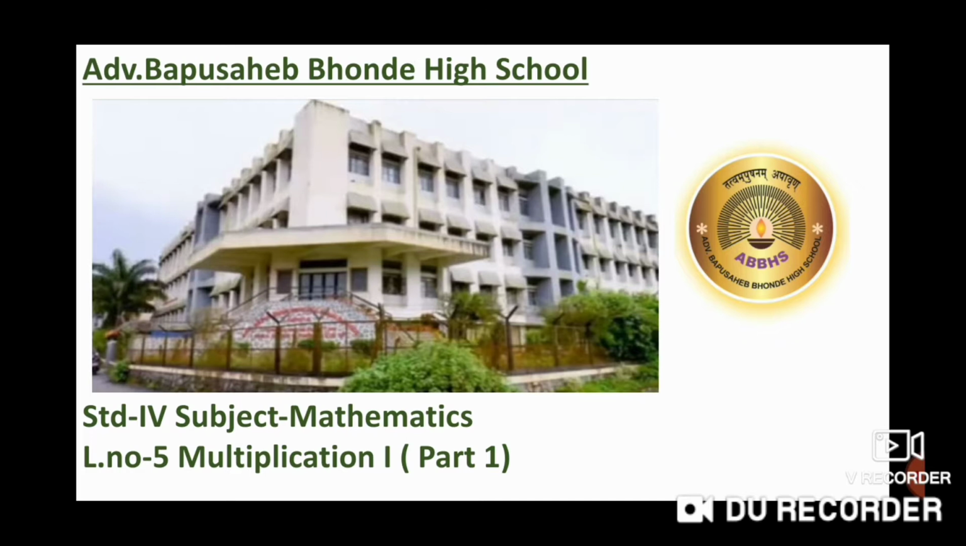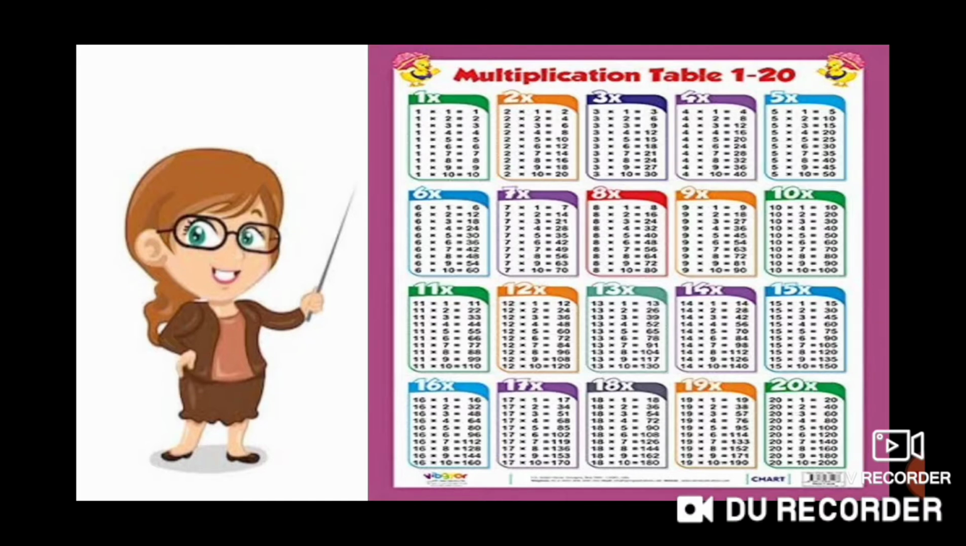Myself, Mrs. Shagufta Sheikh, have come up with a new topic of mathematics, that is, lesson number 5, multiplication, part 1. But before starting multiplication, you should learn tables from 2 to 20. Then only you will be able to solve sums. So, let us start now.